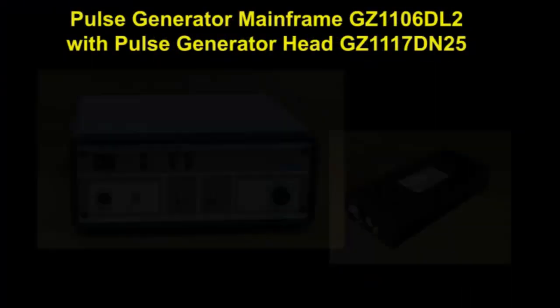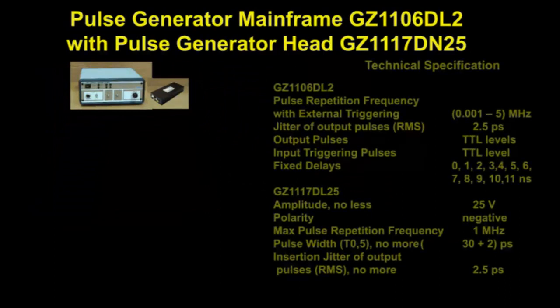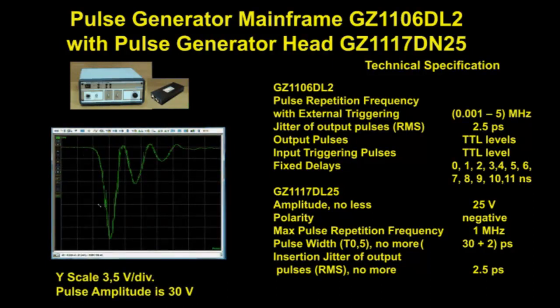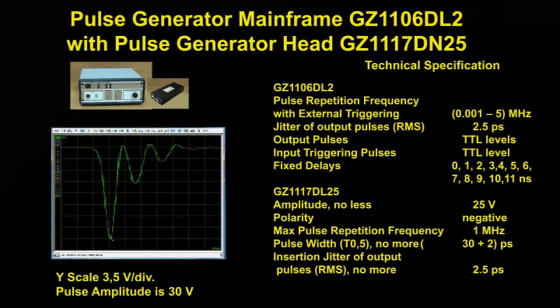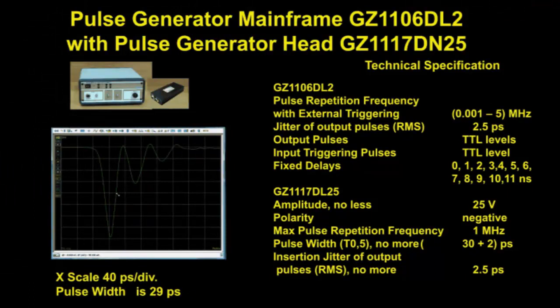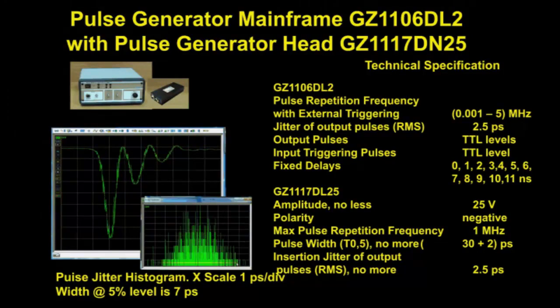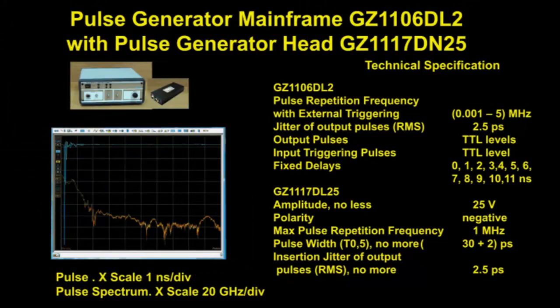Pulse generator mainframe GC1160L2 with pulse generator head GC1117DN25. Technical specification. Polarity negative. Amplitude no less than 25 volts. Pulse width at 0.5 amplitude level no more than 30 plus or minus 2 picoseconds. Insertion jitter of output pulses RMS no more than 2.5 picoseconds.